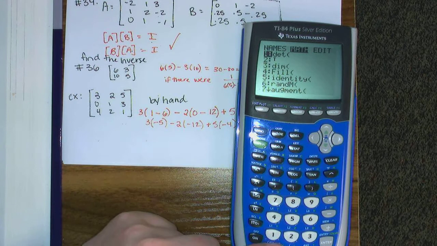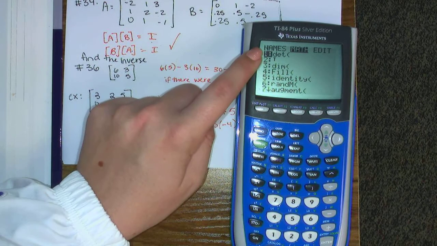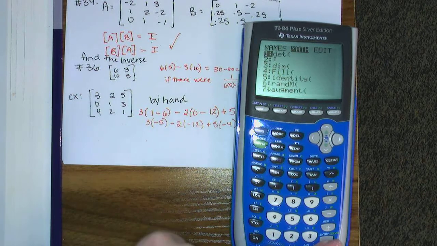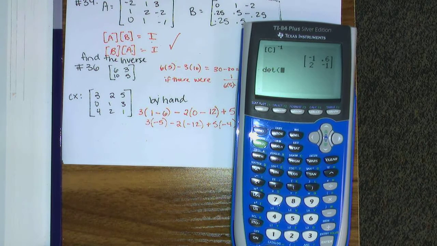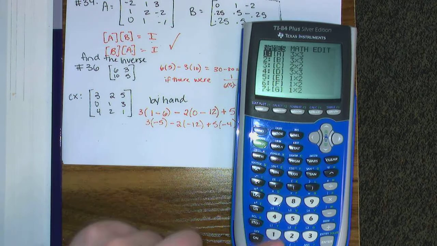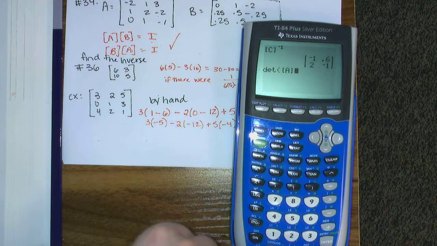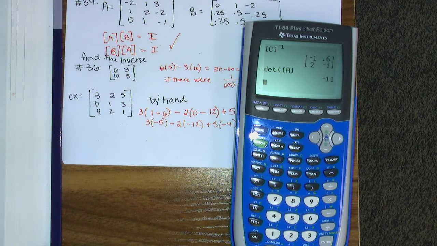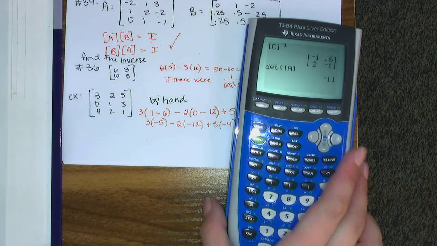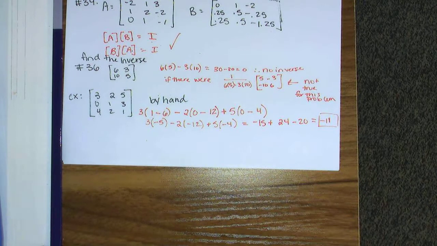Now you have the option for determinant. DET is for determinant, so you're going to click that one. And then you're going to go back, second matrix, select the matrix that you used, hit enter, and the determinant is negative 11.